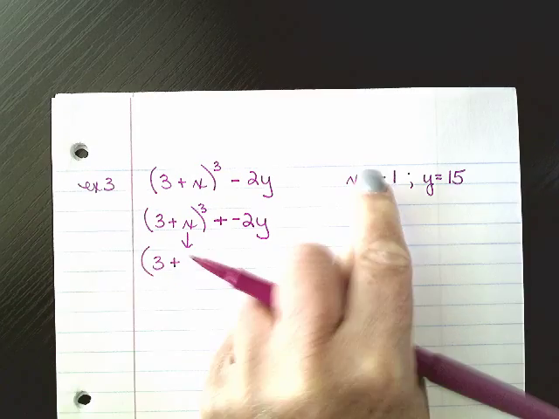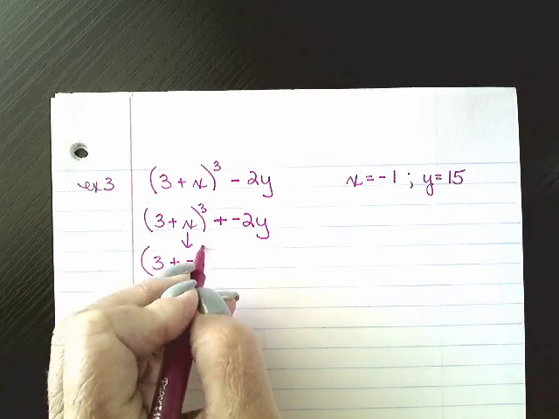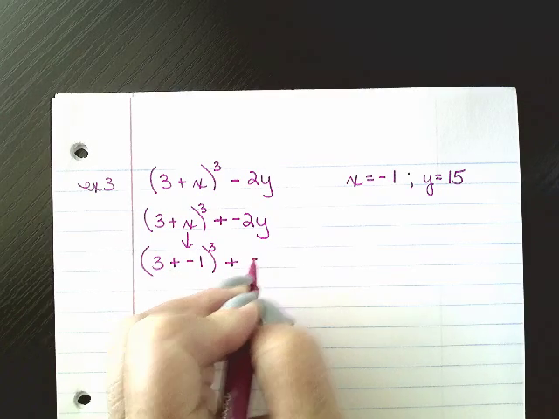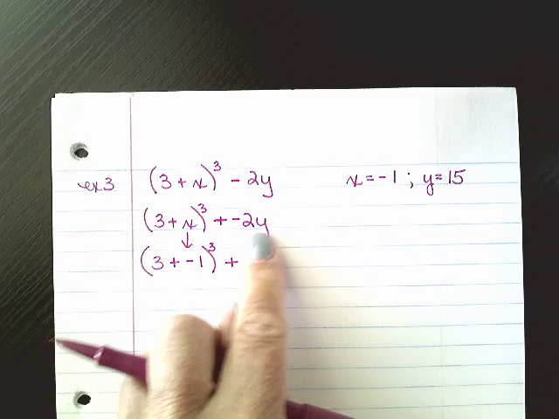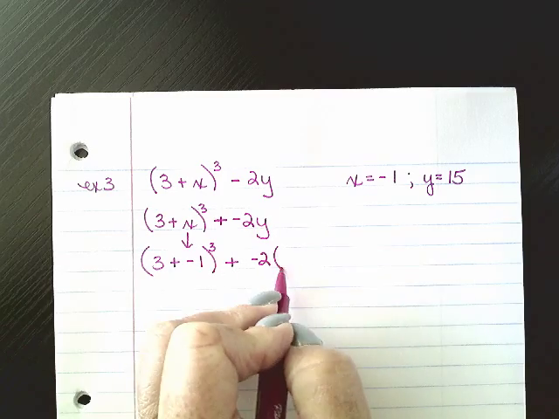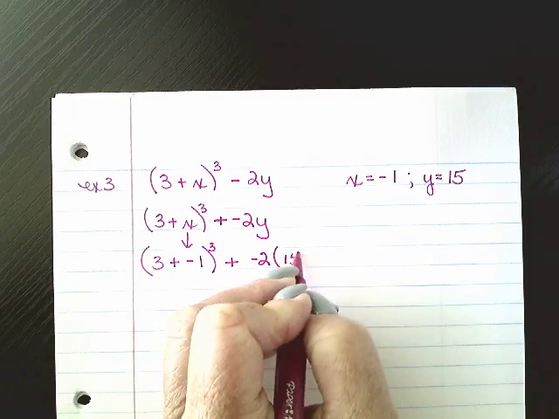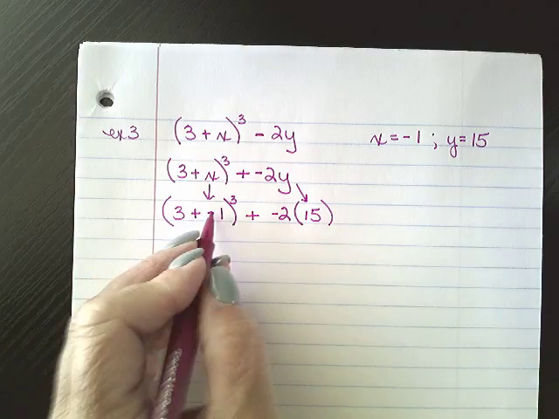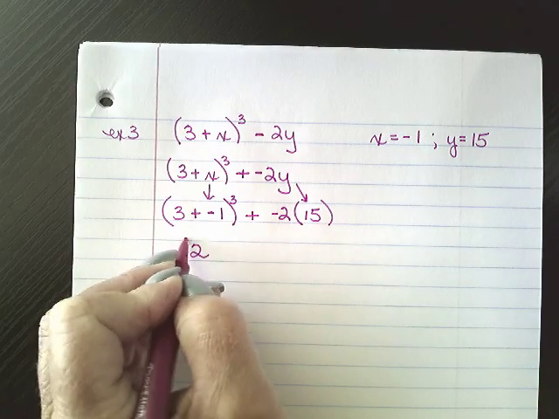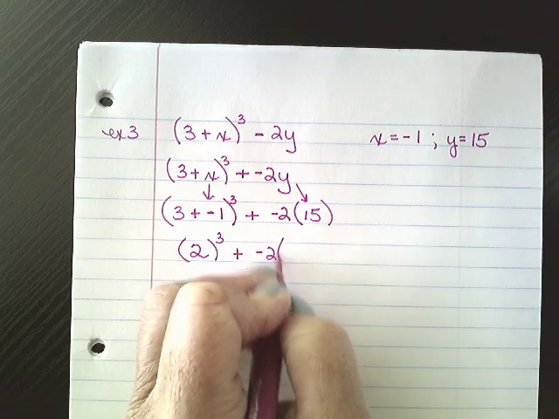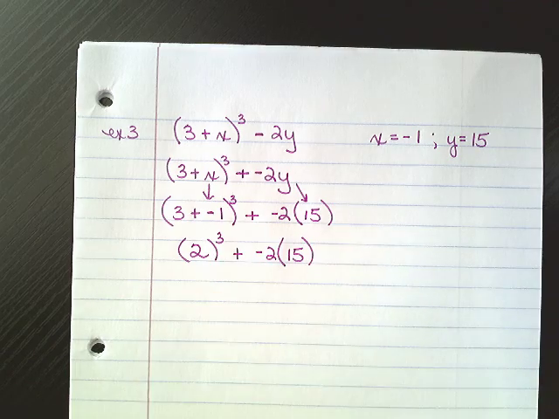So my x is negative 1. So I put negative 1 in here, raising that to the third power, plus negative 2. And we know that when we have a coefficient and variable together, we know that's multiplication. So I'm going to put in my parentheses times 15. Okay, so y is 15. So 3 plus negative 1 is positive 2 raised to the third power plus negative 2 times 15.